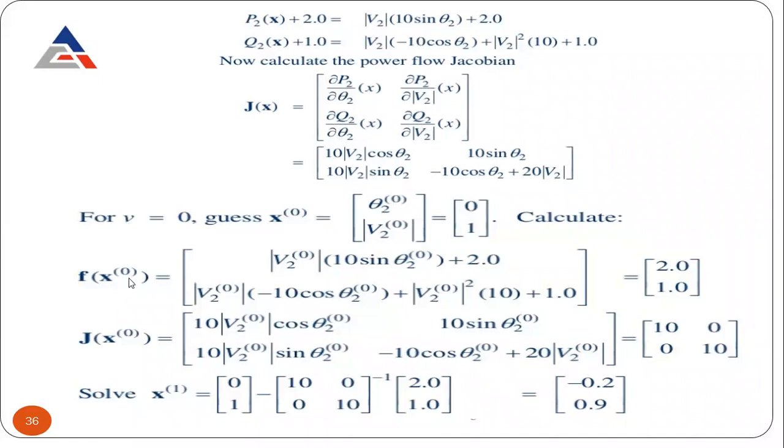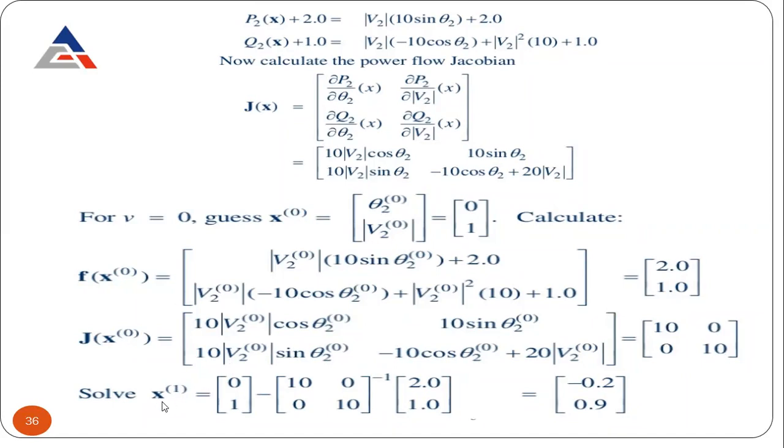So the first element, fx0, for 0, 0, is P2 0, 10 sine theta 0 plus 2, and so on. This one comes out to be this. Just put down the values. What is sine theta 2? Theta 2 0 is 0 degrees. The sine of 0 degrees is 0, and cos of 0 degrees is 1. So that's why here it comes out to be 1. And now the Jacobian matrix, on these values, comes out to be 10, 0, 0, and 10.